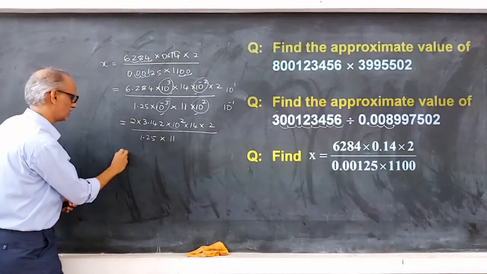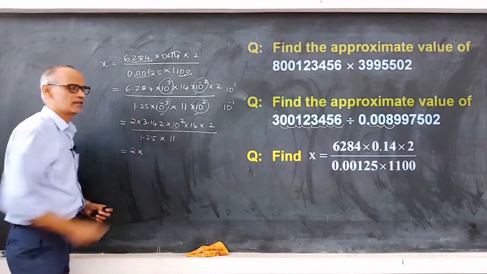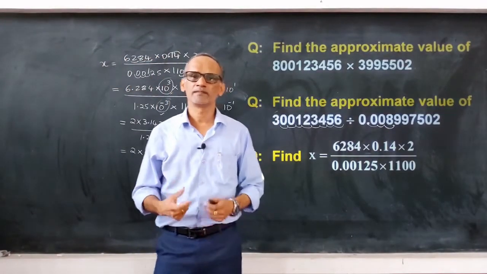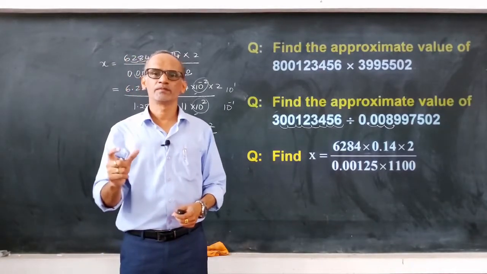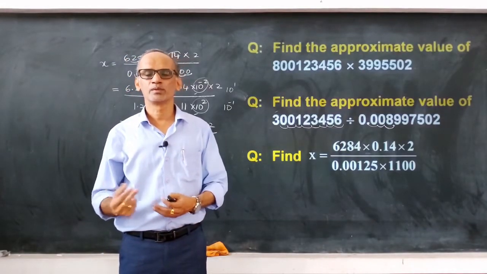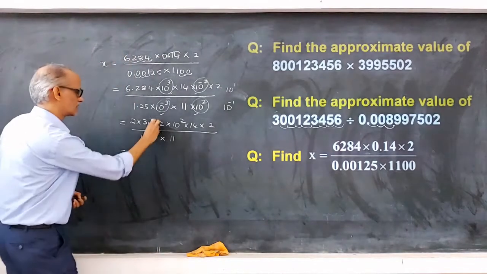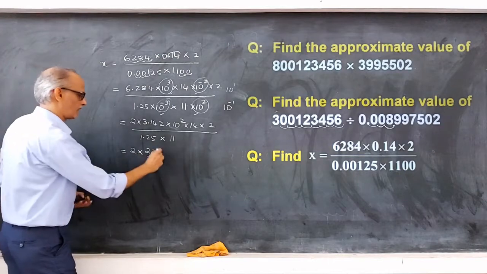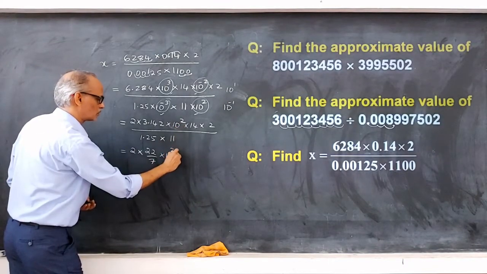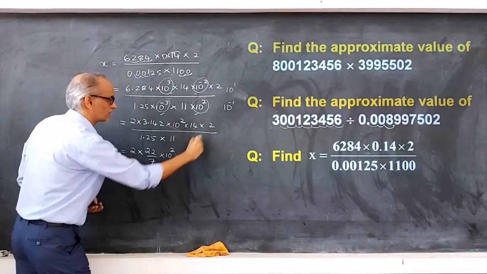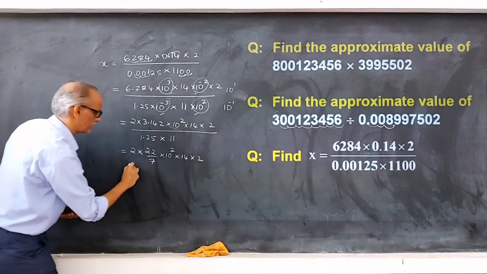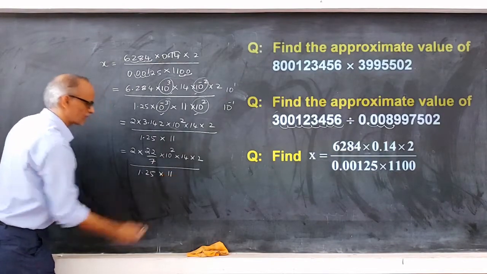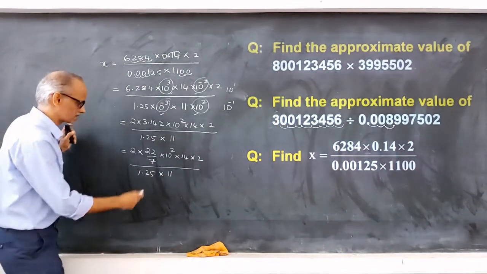Now if you see here, are you familiar with this number 3.142? Yes, it is nothing but the value of pi. Pi is 3.142, it's 22 by 7, so write like this, 22 by 7, into 10 to the power 2, into 14, into 2, by 1.25 into 11. See, some of the numbers now easily get cancelled.